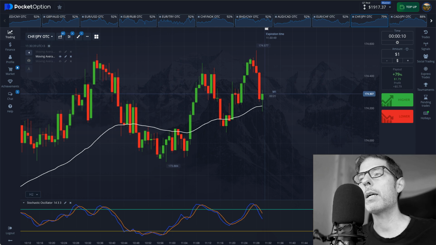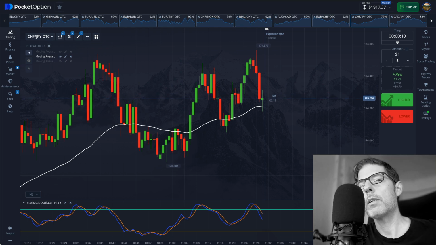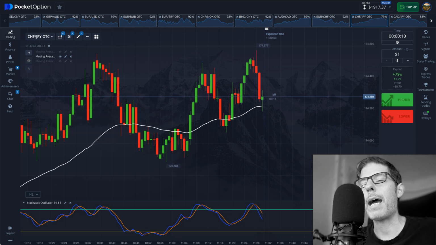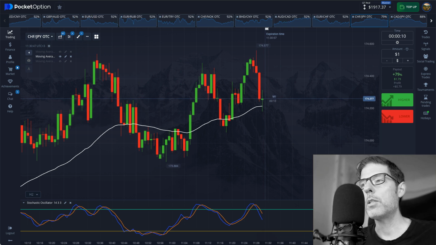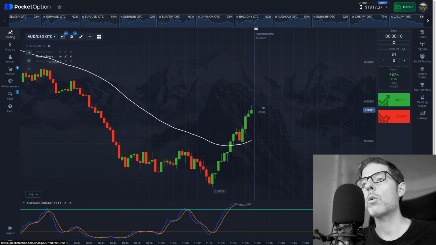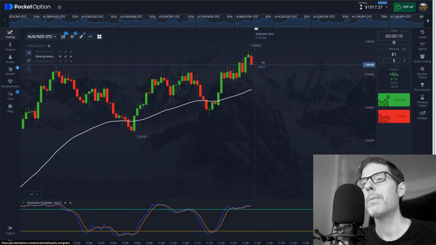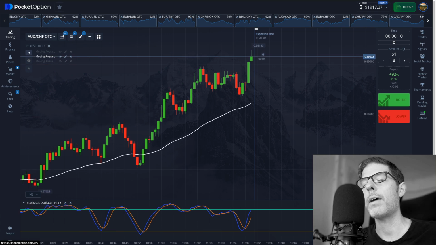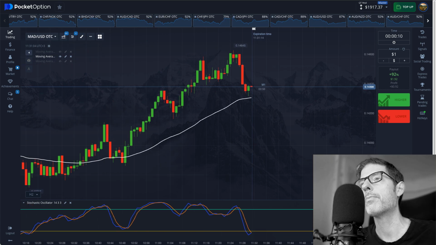Now you're probably thinking like, well, how did she turn $10 into $100 so fast? Well, once you get used to this, you can just be flipping through these assets very quickly and looking for these overbought and oversold zones and entering the market at a very fast pace once you get used to this.